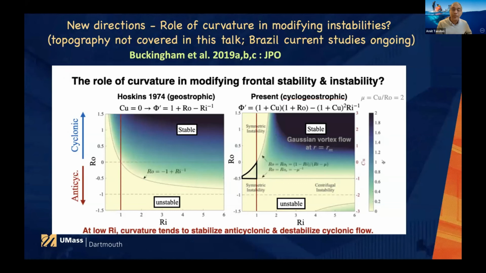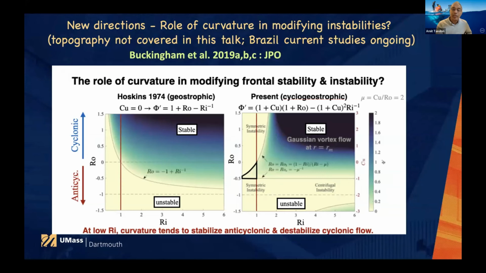A second, very interesting effect that happens is if you go to Richardson number of order 5 or 6, between 4 and 6, then even strong anticyclones can now become stable. So at low Richardson numbers, the curvature tends to stabilize the anticyclonic flow and destabilize the cyclonic flow. And that's quite counterintuitive. One of the puzzles was, why do we see so many anticyclones, particularly in the Arctic and other places? And I think the strong curvature effects have something to do with it.